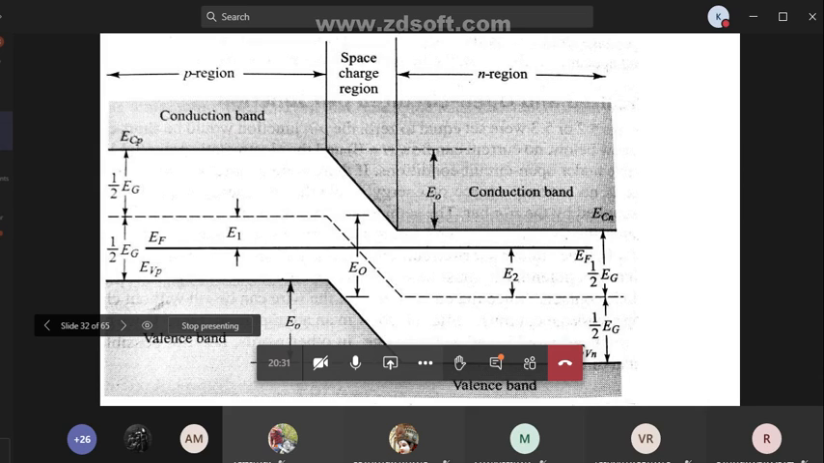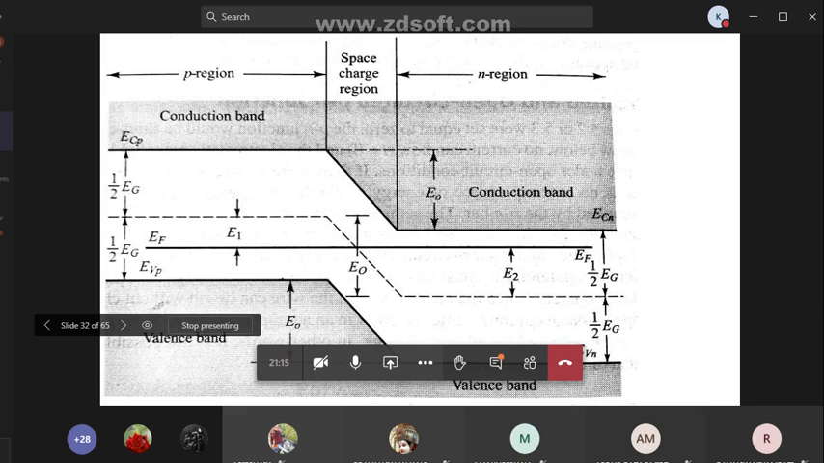Here, this one is ECP and this one is EVP. So it is the conduction band energy level in the P region, and this one is the valency band energy level in the P region. Here it is ECN and EVN: the conduction band energy level in the N region and the valency band energy level in the N region. Between the P region and N region there will be a space charge region. We know what the space charge region is.